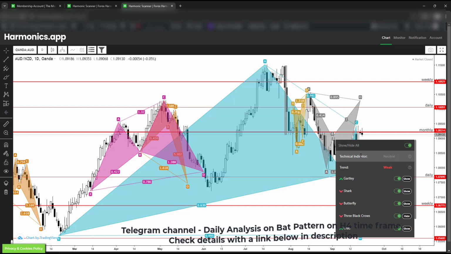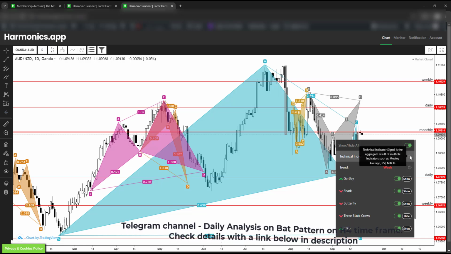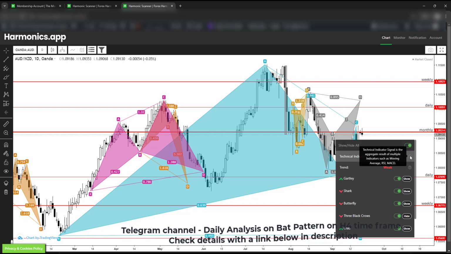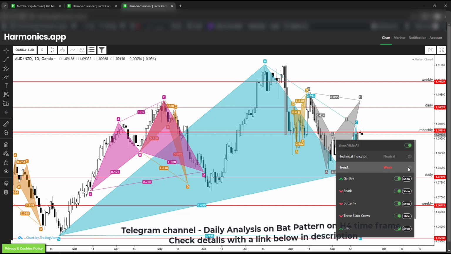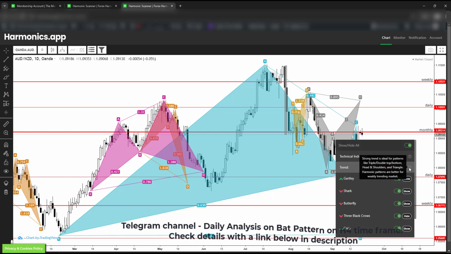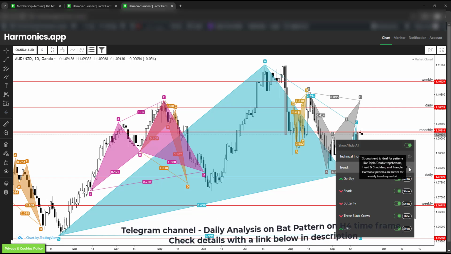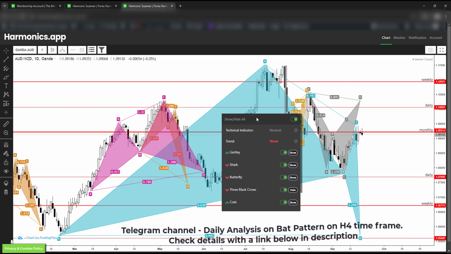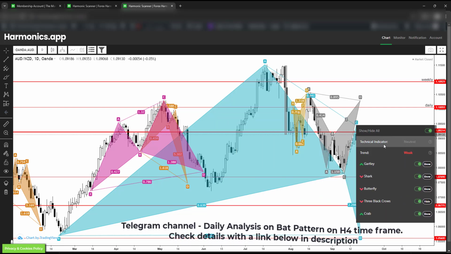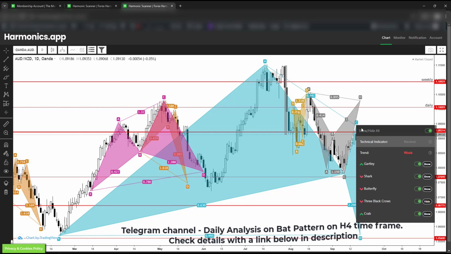Then you have here a technical indicator, which is currently showing neutral, and you have an explanation right here of what the technical indicator is. Then you have a trend, which is currently weak, which is also showing you what the trend currently is at this symbol at this time frame. So you can also, based on these two indicators, see what kind of current trend is on the market.